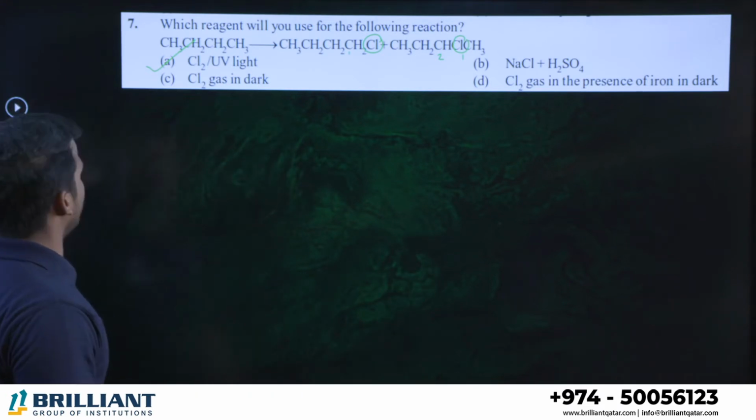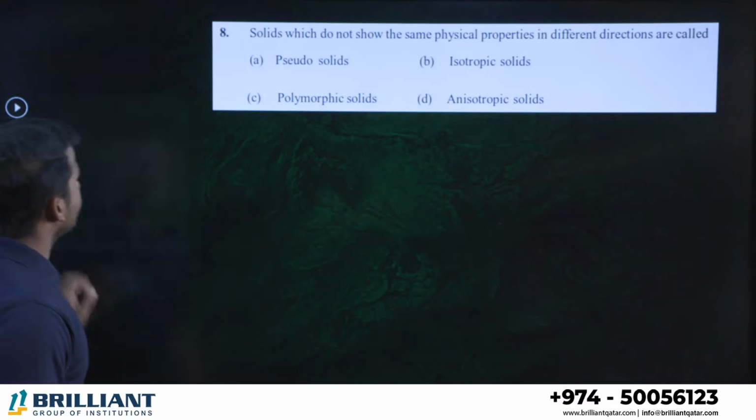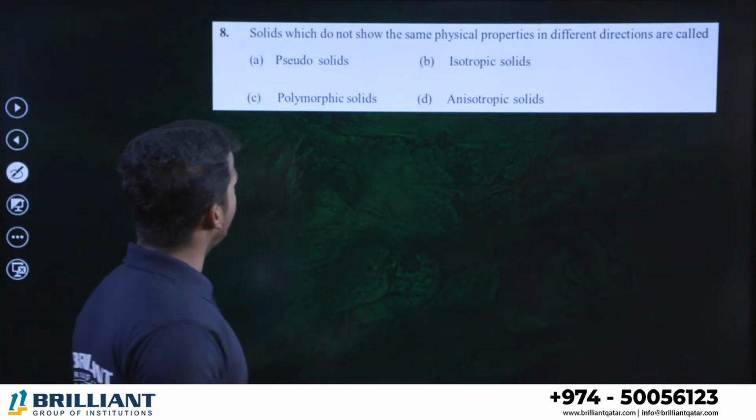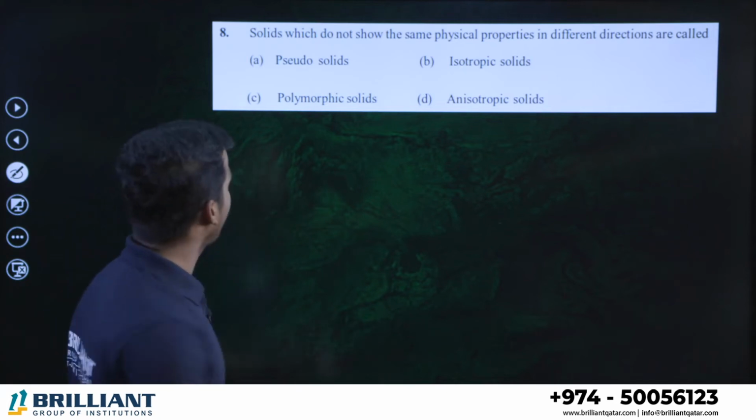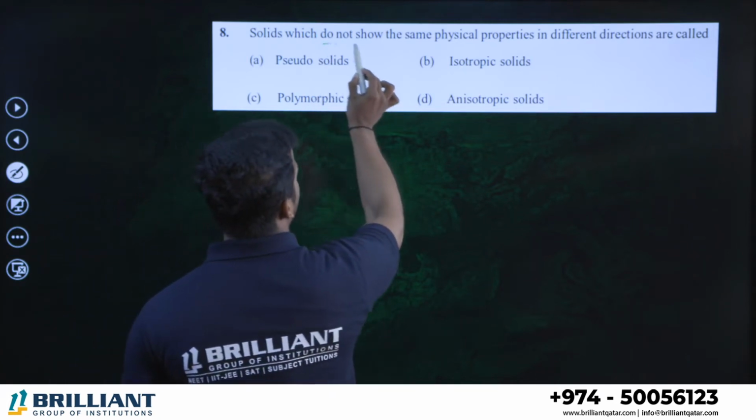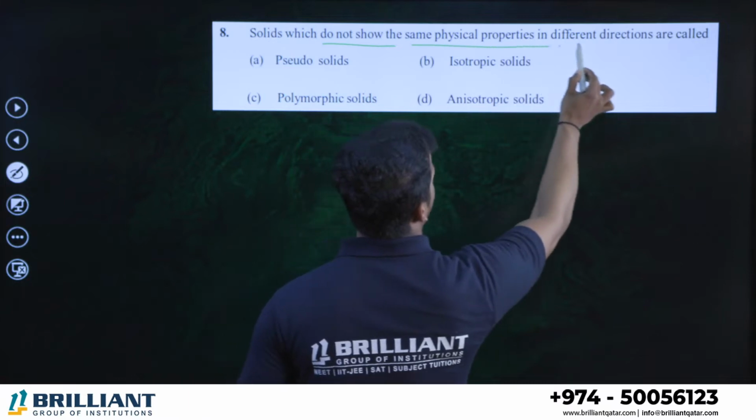Alright, next one. Question number 8. Which solid do not show, right? Solid, so the chapter is which one? Solid state. Solids which do not show the same physical property in different directions.